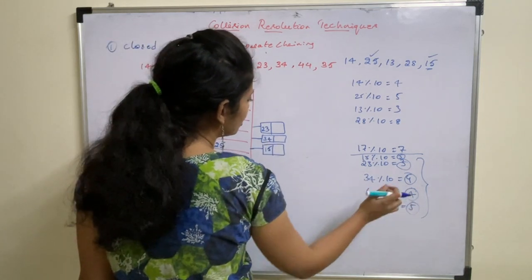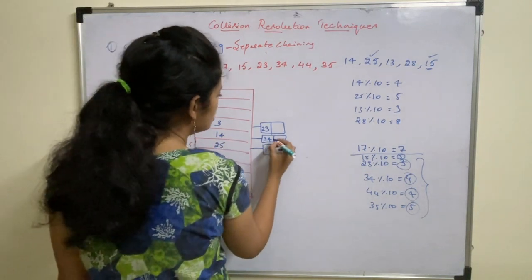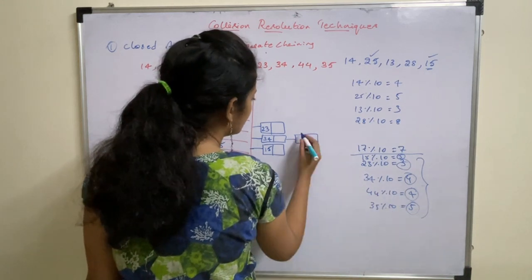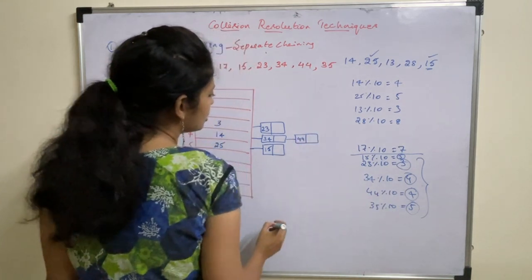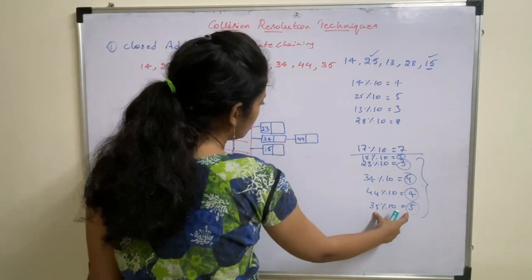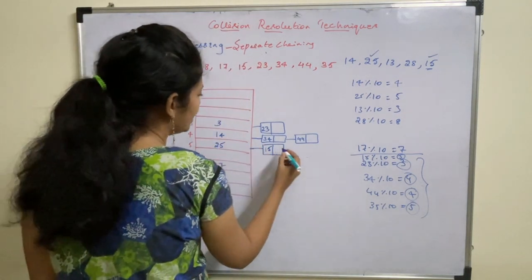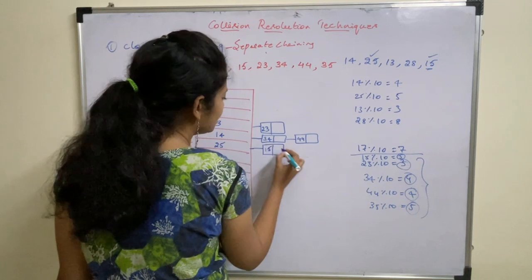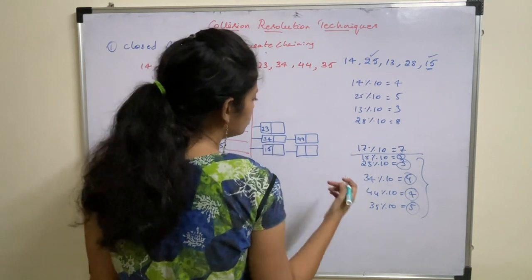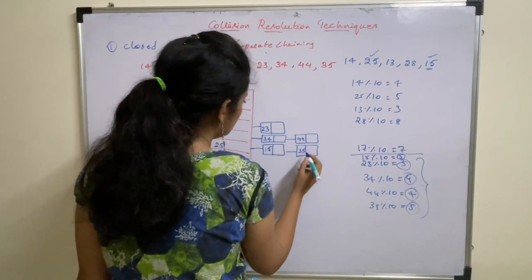Next we have 44 mod 10. 44 again gives index value 4. So create one more linked list node and insert 44 here. After this we have 35 mod 10, which is 5. Location 5 is already occupied, and we already have a linked list there, so let us attach one more node and insert 35 there.